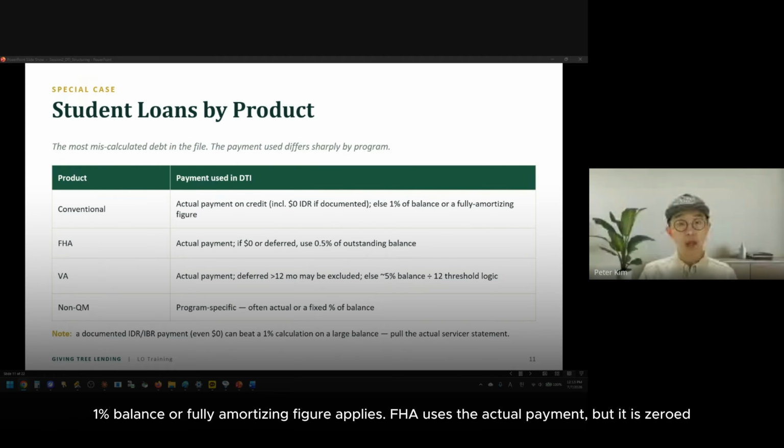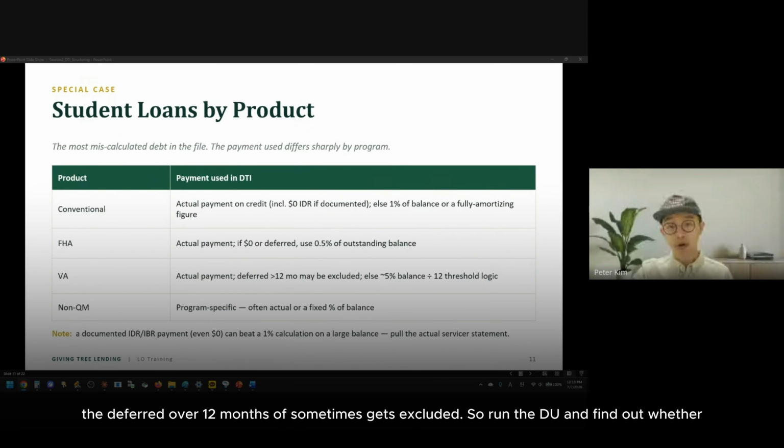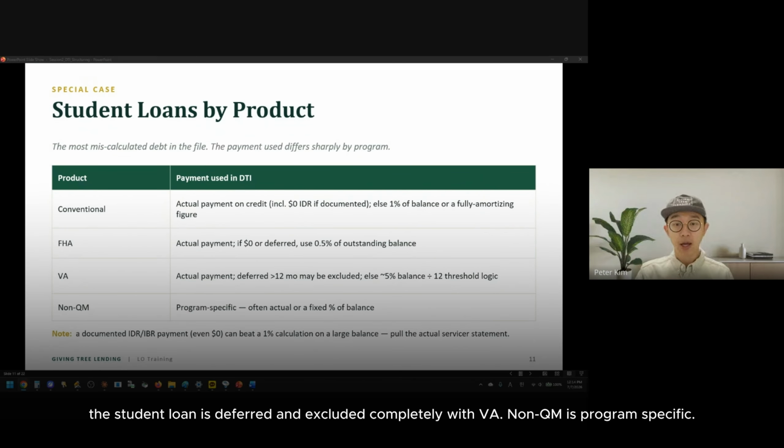Otherwise, the 1% balance or fully amortizing figure applies. FHA uses the actual payment, but if it's zeroed or deferred, then impute 0.5% of the outstanding balance. VA uses the actual payment, but if deferred over 12 months, it sometimes gets excluded. So run the DU and find out whether the student loan is deferred and excluded completely with VA.